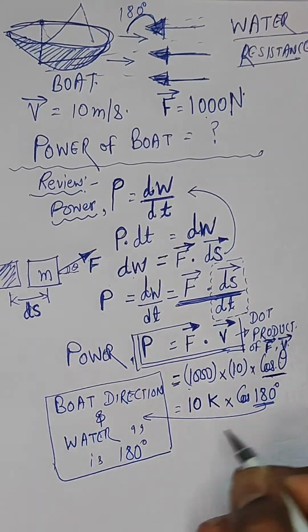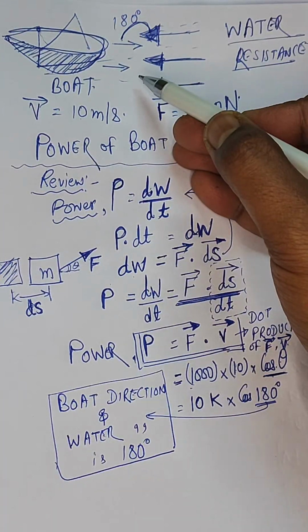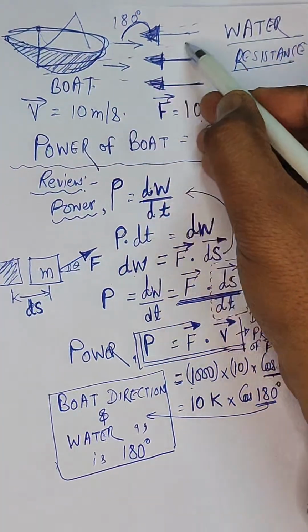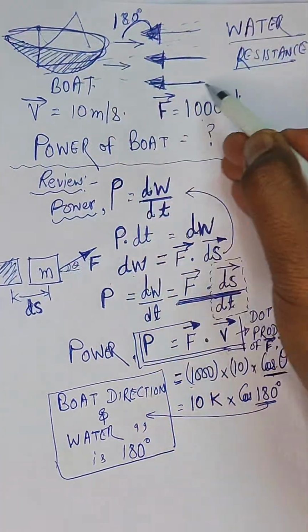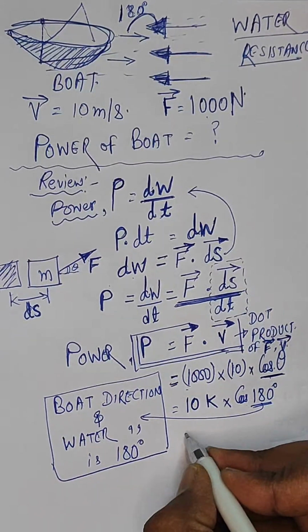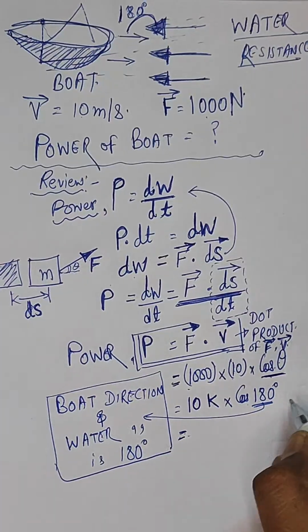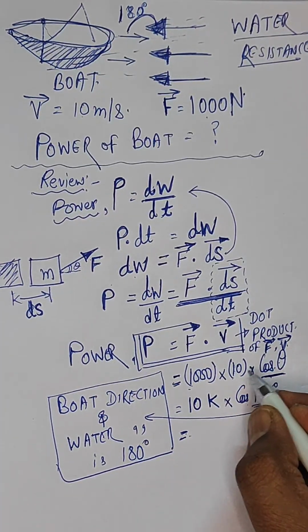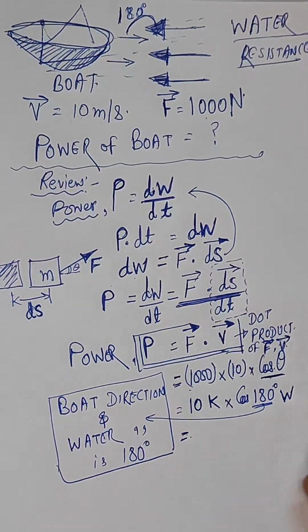Just remember how the boat is going to the right, and water is coming from the left, resisting the flow. So you can see this is making an angle of 180 degree, isn't it? This is a straight line. So cos of 180 degree. So definitely it is power. So meter per second multiplied by Newton. This will be watt. Unit will be watt.